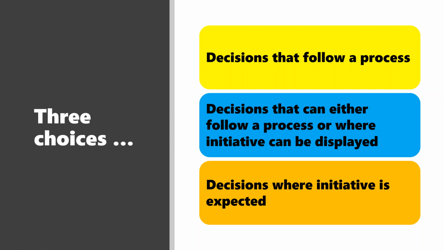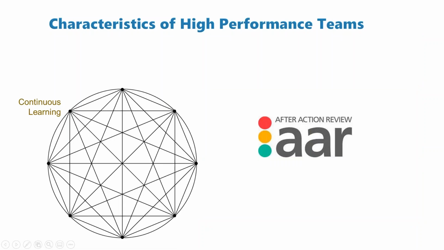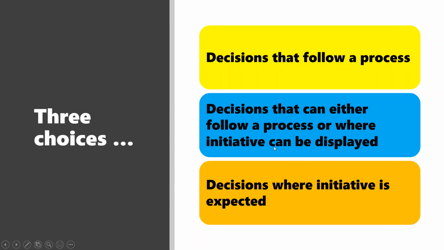So these are decisions where people have to think on their feet. There is no process, there is no procedure necessarily. So people have the freedom to make a decision about how they deal with something. So they're the two extremes. And then you've got a blue area in here where the decisions can either be made by following a process or showing initiative, depending on what it is that you're talking about.